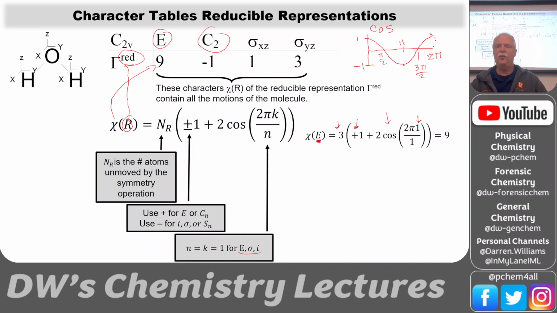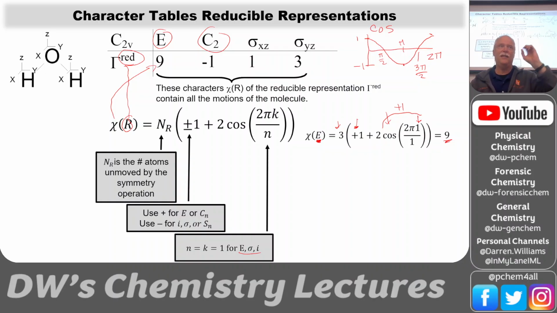And so we're at 2 pi, so this is equal to plus 1. This piece right here is plus 1. Is everybody fine with that? Then that plus 1 times 2, so we have 2 now. We're going to add another one, so that's 3. 3 times 3 is 9. We got there. Okay, so under E, the molecule has a character of 9 as a reducible representation. All of the motions of this molecule are going to add up to 9.